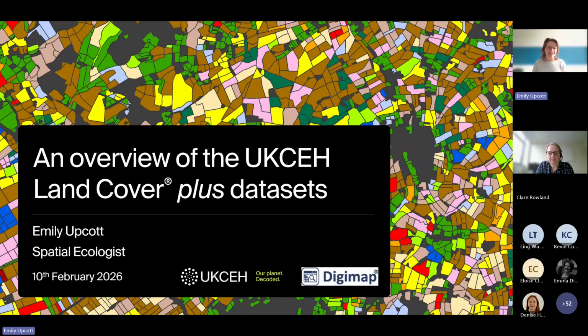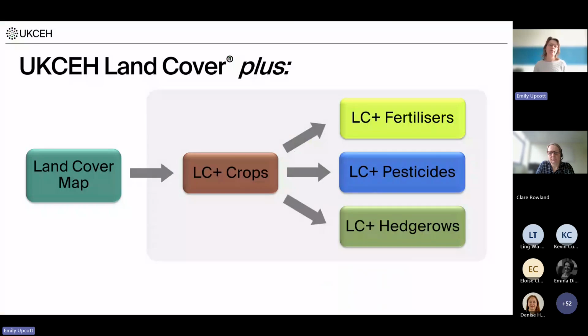So yes, I'm Emily. I'm going to be talking about the Land Cover Plus data sets. These are a bit different to the data sets that Claire was talking about, but they are derived from the land cover map, notably from the arable and horticulture class. So we get the Land Cover Plus crops maps, and then from these we can derive the fertilizers, pesticides and hedgerows maps. So I'll be talking about these 4 different things here.